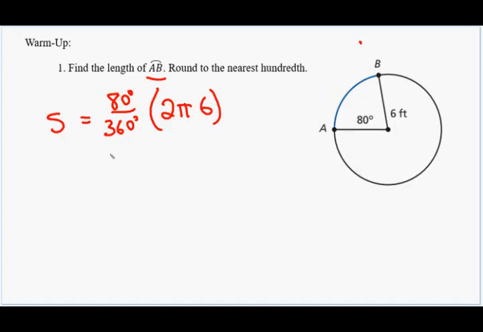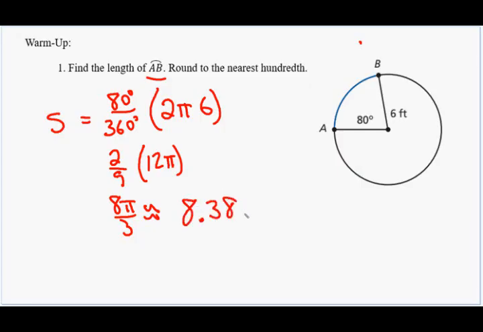So the fraction we could actually reduce down to 2/9. 2 times 6 is 12, so that's 12 pi. So that would be 24/9 pi. That could be reduced down to 8 pi over 3. Or if you like fractions or decimals, you should have got about 8.38 feet.